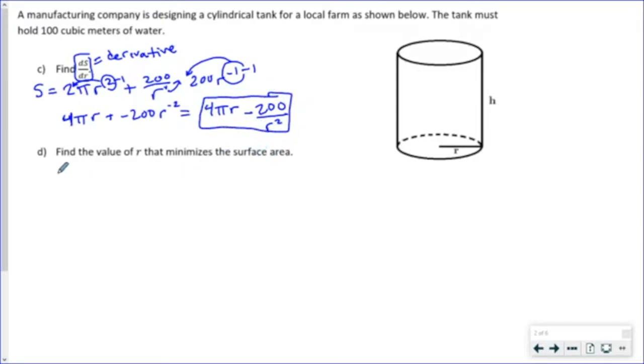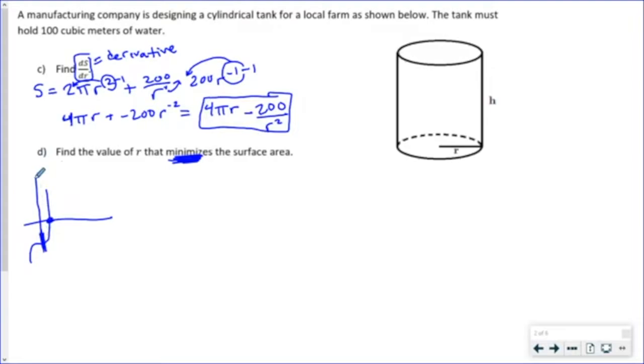All right. Now it says find the value of r that minimizes the surface area. Again, we're going to have a graph that looks really crazy and funky, but we want it to cross the x-axis, and we want this value here.